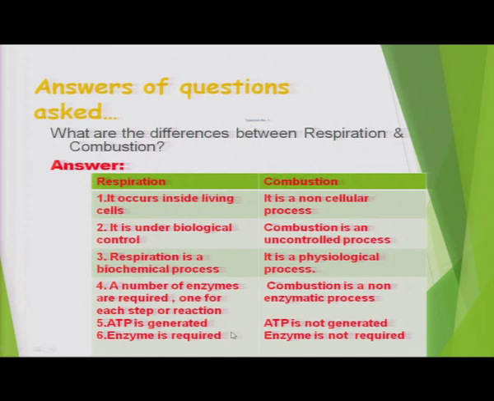In respiration, next point is ATP is generated. ATP, the full form is adenosine triphosphate. It is made up of adenine, ribose sugar and 3 phosphate groups, which is known as the energy currency, which gives energy when the cell needs it. But in case of combustion, heat energy is liberated, ATP is not generated. Enzyme is required, as we have already discussed. In case of combustion, there is no enzyme.